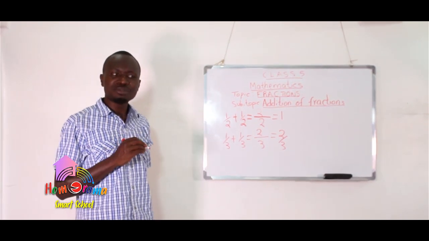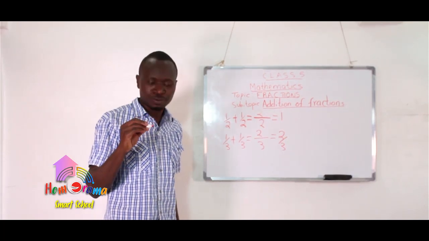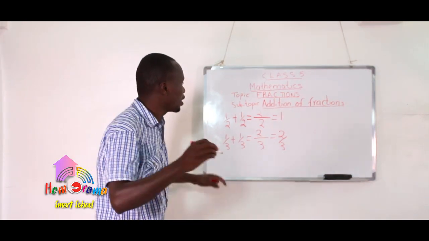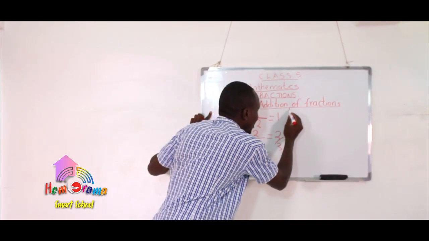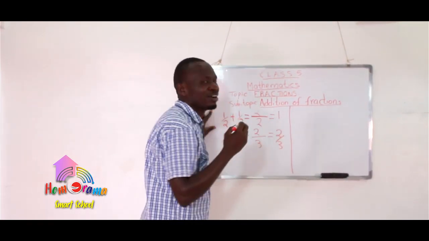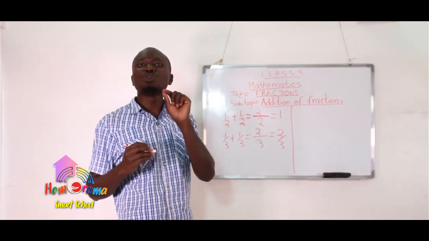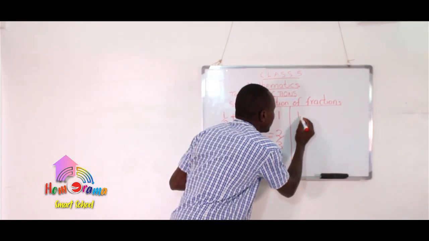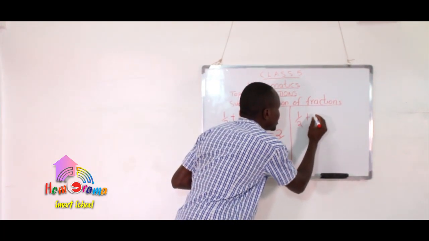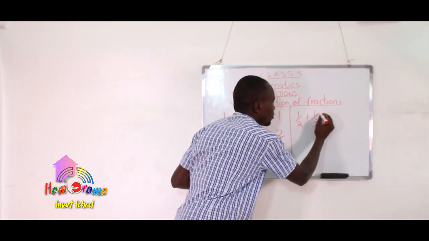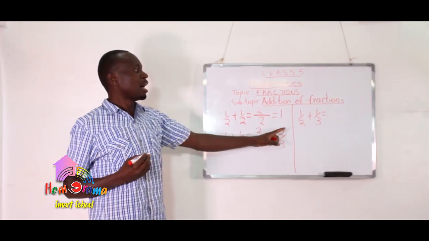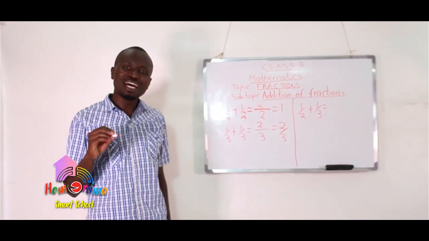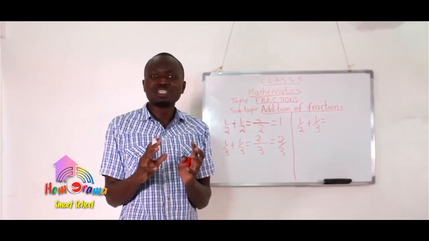Now, a question comes in when you are given fractions whose denominators are different. Allow me to split my board, and then we check fractions whose denominators are different. For example, a half plus a third. This is where maths becomes simple and sweet.